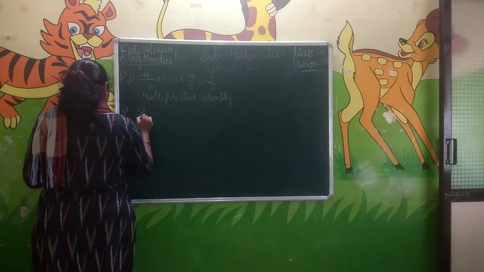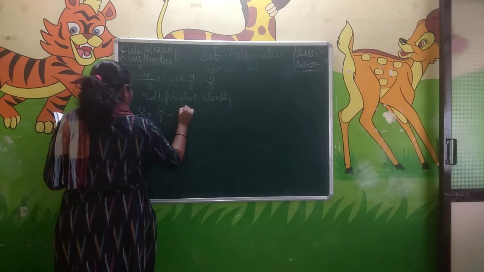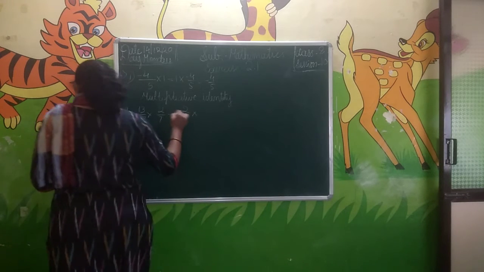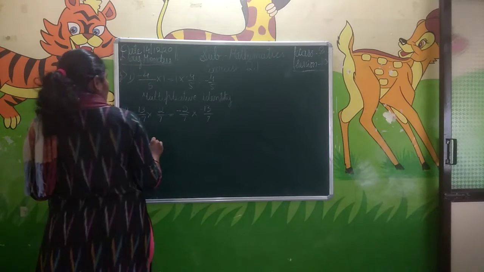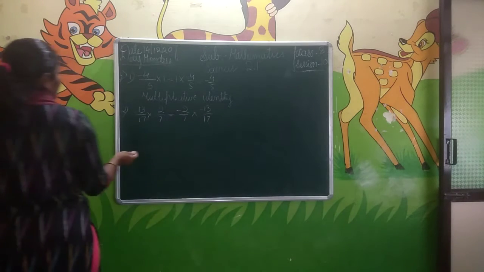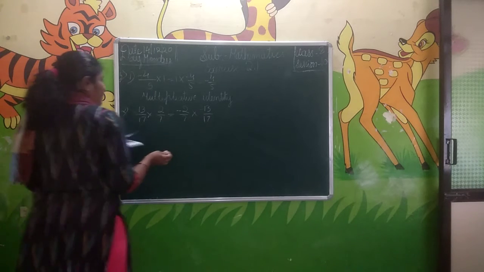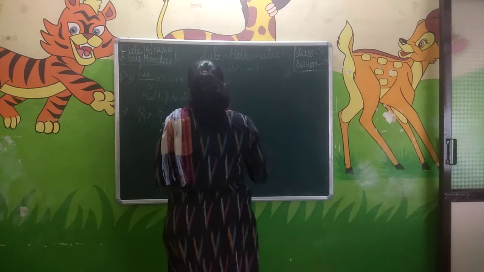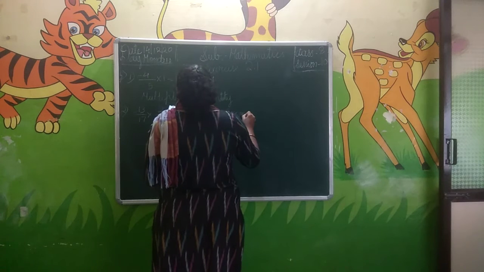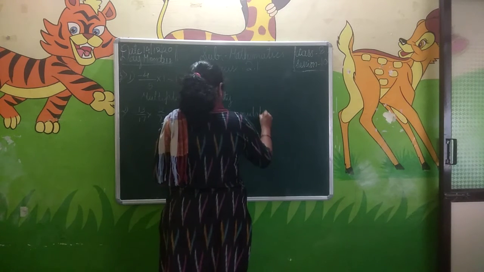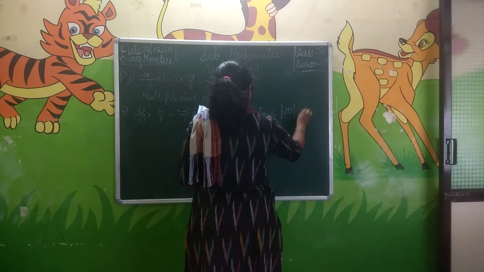minus 13 by 7 into minus 2 by 7 is equals to minus 2 by 7 into minus 13 by 7. In this, which property has been used? In this property, A into B is equals to B into A, which means this is the multiplicative commutative property. Which property has been used here? Commutative property has been applied for this problem.